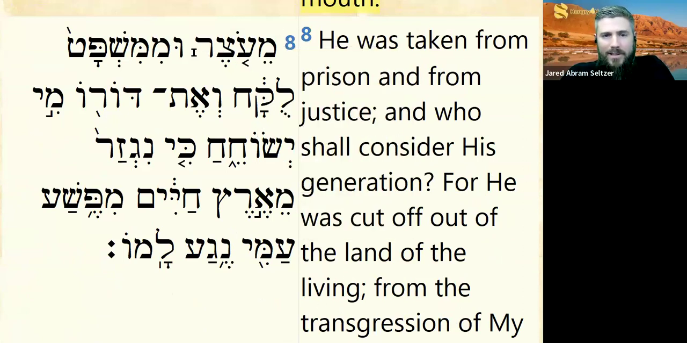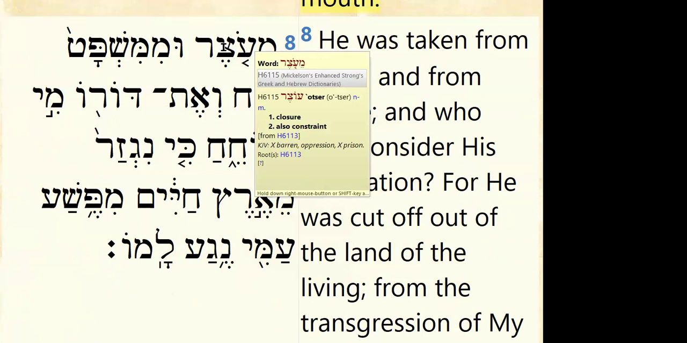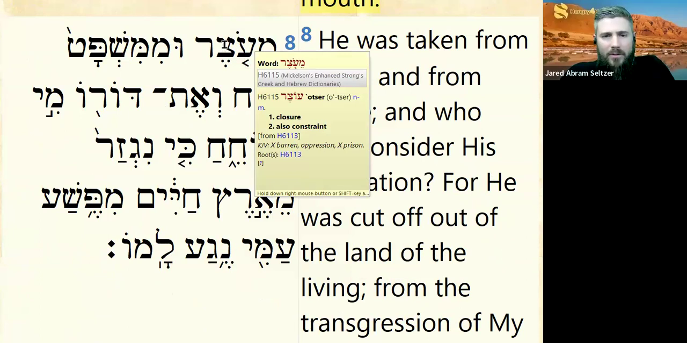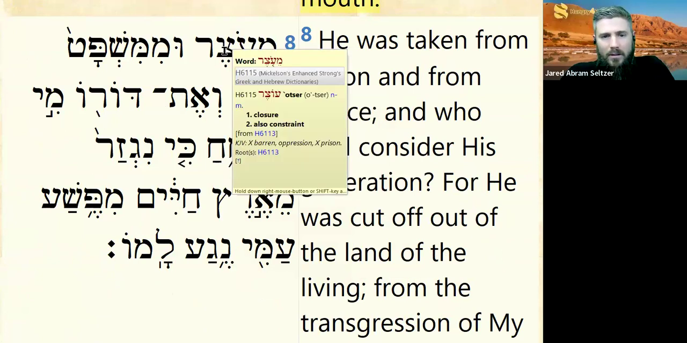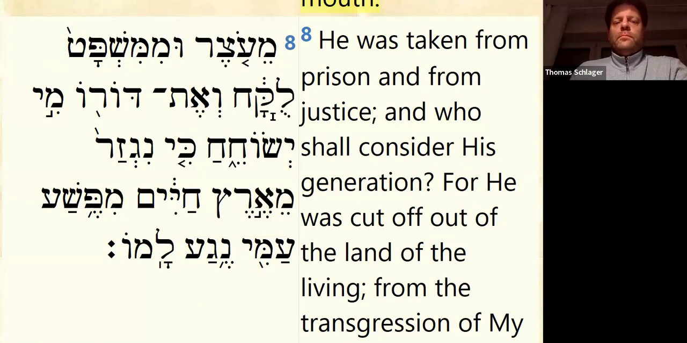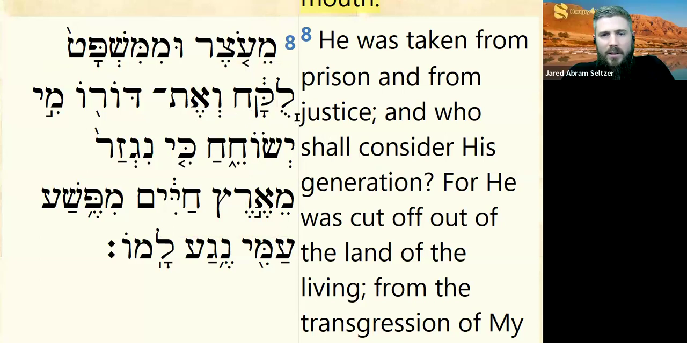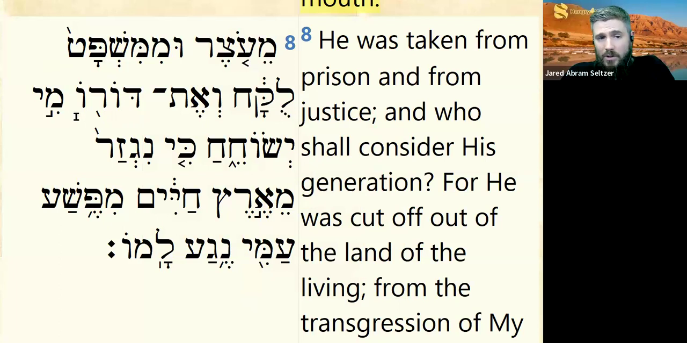Let's see. Me'otzer umi mishpat lukach. So they have here from the closure. Yeah, I would have translated that somehow else. In modern Hebrew, otzer is a treasure, storing things up. But here, me'otzer, they're translating it as a closure in the sense of oppression or prison. Mimishpat lukach, and from justice he was taken. Et doro, and his generation.